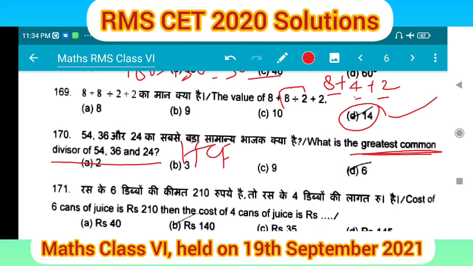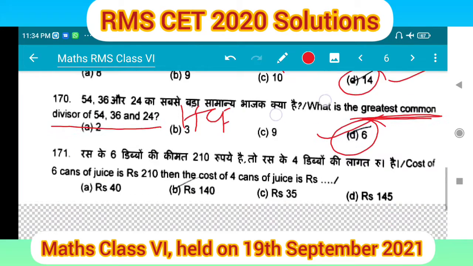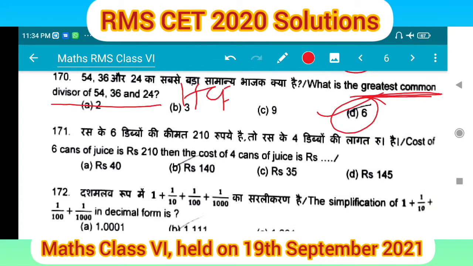So this is the HCF. Next, the cost of 6 cans of juice is this much rupees. Then the cost of 4 cans of juice. It is also a unitary method question. The cost of 6 cans of juice is 210 rupees. Then the cost of 4 cans is what is being asked.